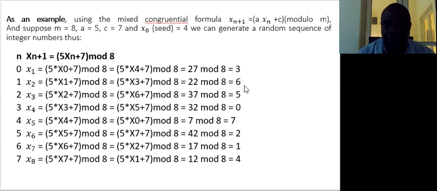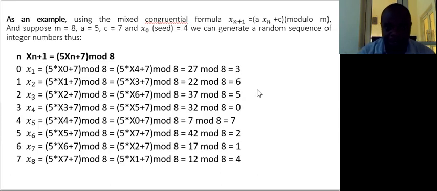So from here, we compute x3. So we have it as 5 multiplied by 6 plus 7. So 5 times 6 will give us 30, plus 7 will give us 37. 8 into this, can go 4 times to give us 32, remain 5. So 37 modulo 8 will give us 5 here as x3.